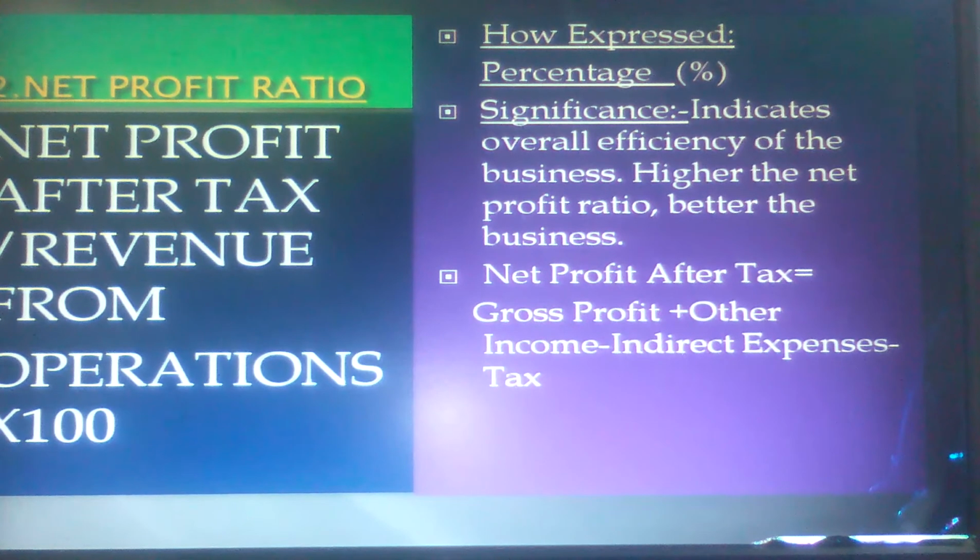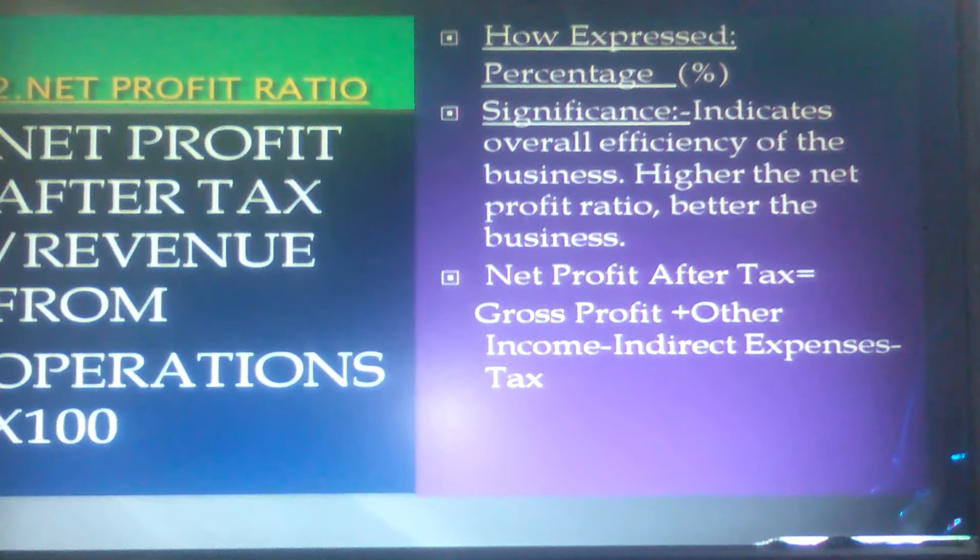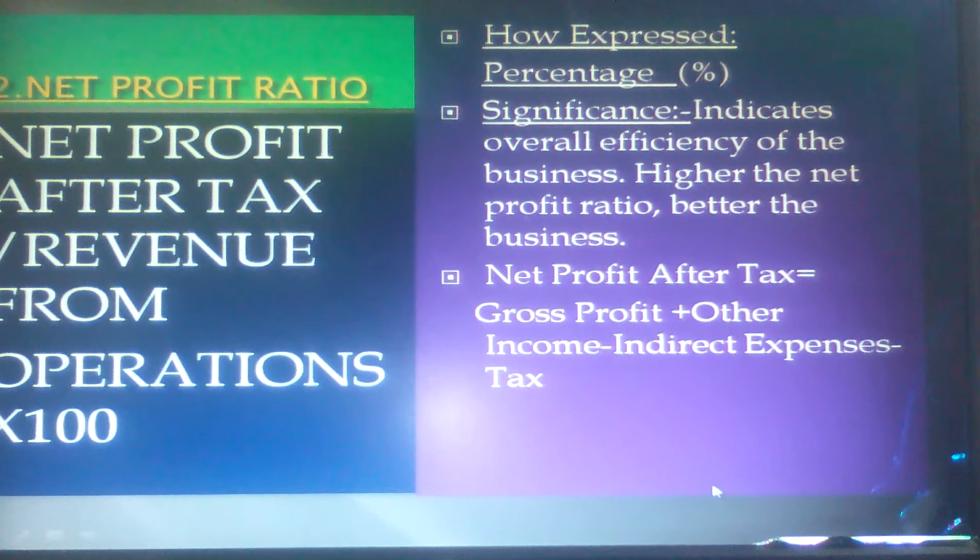Then the second one, net profit ratio. What is the meaning of net profit ratio? Nothing but net profit after tax divided by revenue from operations into 100. As we discussed earlier, the expression here is percentage. The significance here is that it indicates the overall efficiency of the business. Every businessman mostly aims at more net profit. So the higher the net profit ratio, naturally the business is doing better and maintaining consistency.